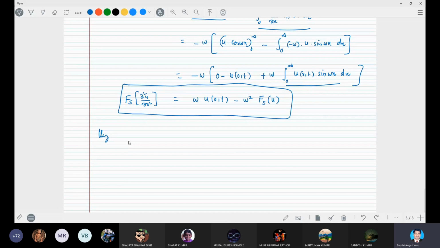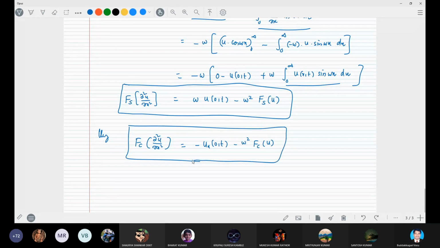Similarly, you can derive that the Fourier cosine transform of ∂²u/∂x² is equal to minus u_x(0, t), that means the derivative, which you can derive in the same fashion, minus omega square into the Fourier cosine transform of u. Here u is equal to u of x comma t.